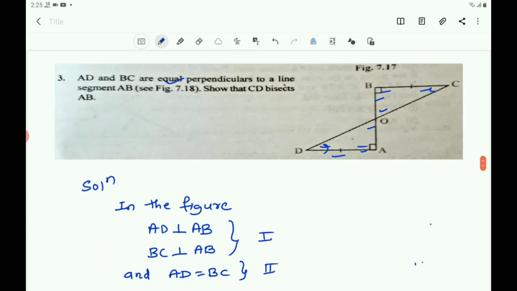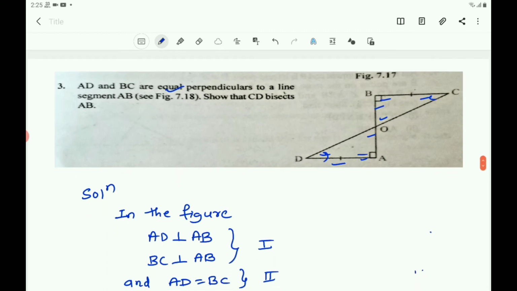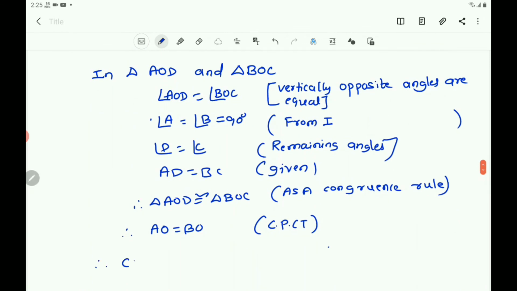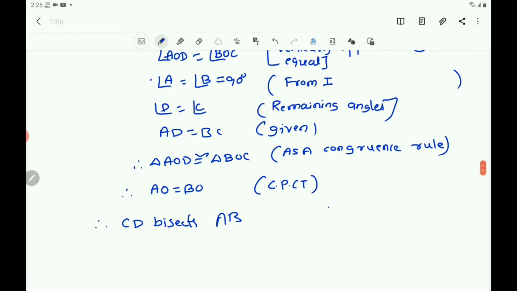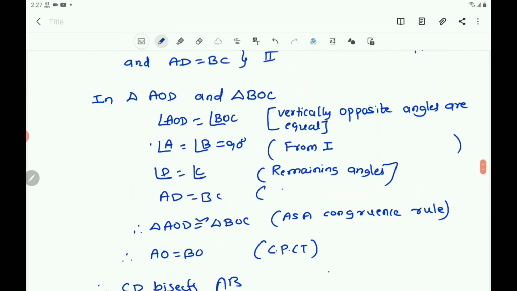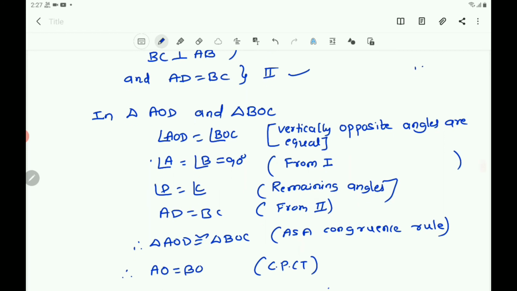As AO is equal to BO, it means AB is bisected by CD. So you can write that CD bisects AB. It is divided into two equal parts by CD. Here you have taken AD is equal to BC and given the reason as given, but you can also take it from the second, so you can write given or from second. So you got the result here.